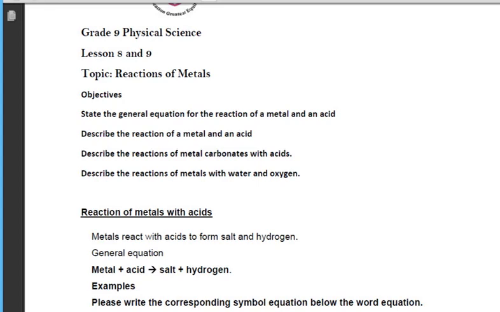All right? So let us please take a few seconds to look at these objectives, state the general equation for the reaction of a metal and an acid, as well as the other objectives that are there. Just pause the video for maybe 15 or 30 seconds, just to grasp the objectives of these lessons.